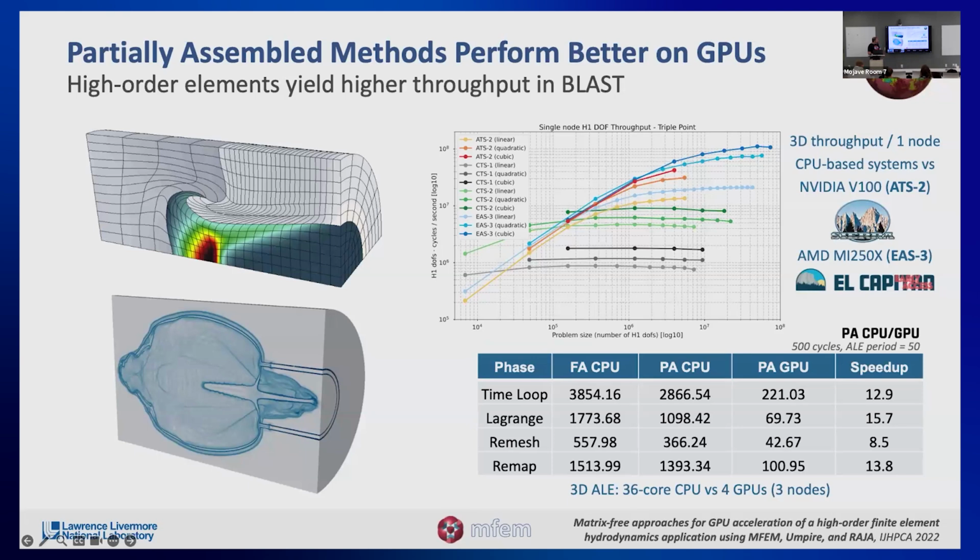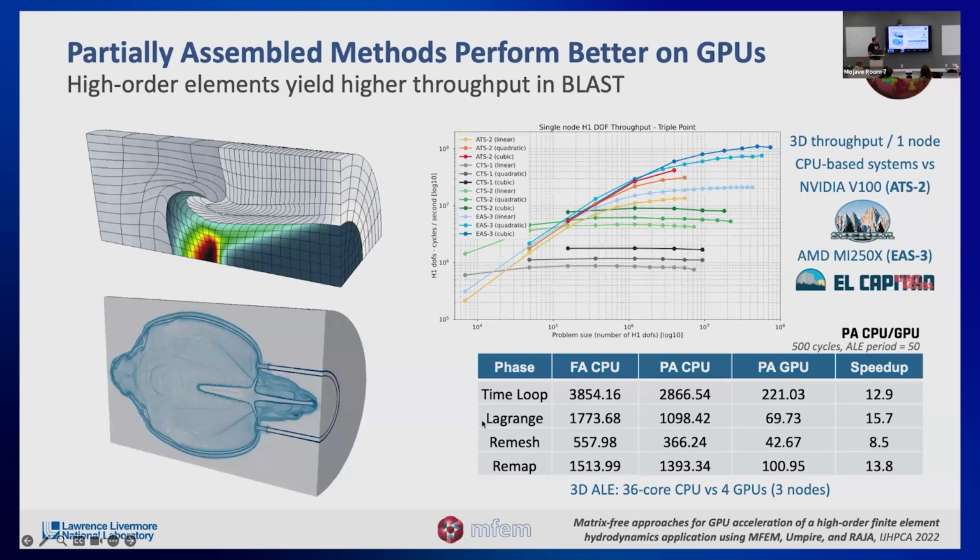And that's in all of the phases: in the overall time loop, in the Lagrange phase, in the remesh phase, and the remap phase, these phases that I mentioned. The improvements are an order of magnitude moving to GPUs. It is a very different way of working. Once you switch to GPUs, there's no coming back after that. But it is not an easy thing, and it's one of the motivations to build on top of MFEM, where we have done the work for you, and we will continue to work.